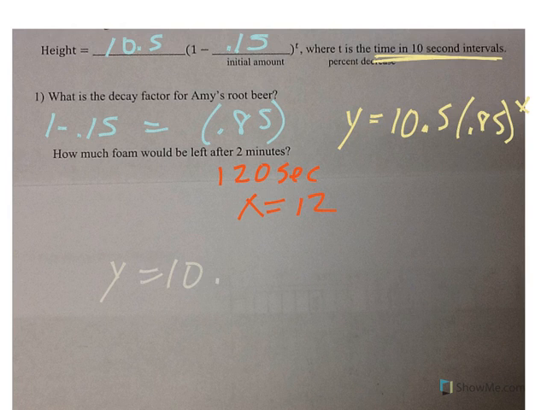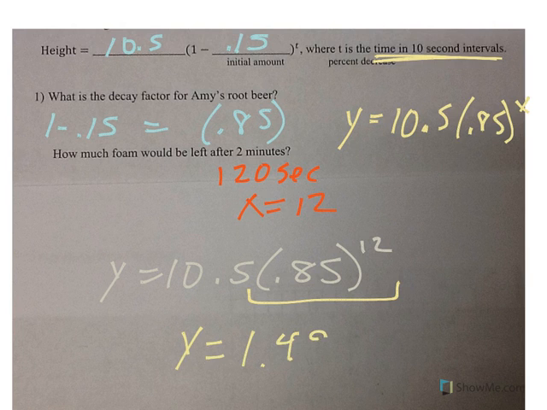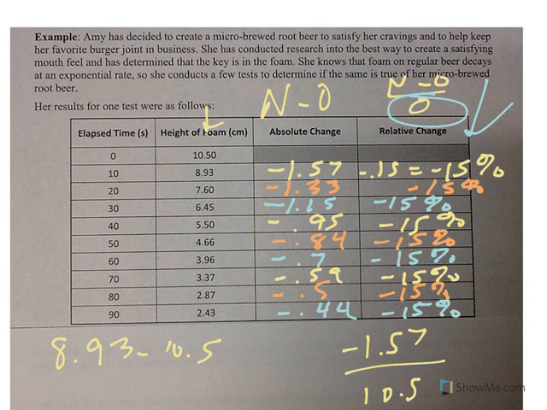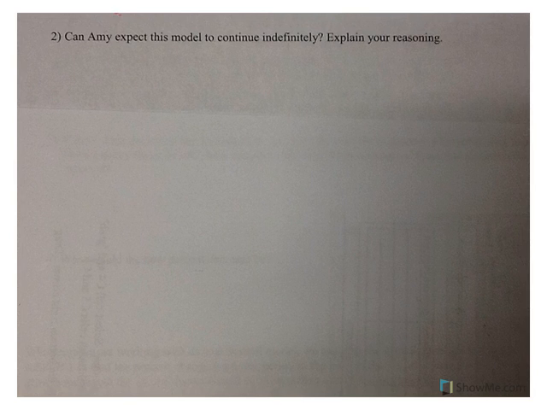So y equals 10.5 times 0.85 raised to the 12th power. Now remember again, you've got to do the exponent first before you multiply by 10.5. But it should be 1.49 centimeters will be the height of my foam. And if you look at this, this is at 90 seconds, then we'd go 100, 110, 120, 1.49. Yeah, that makes sense with what's going on. Sometimes it's good to just check whether or not it makes sense logically.